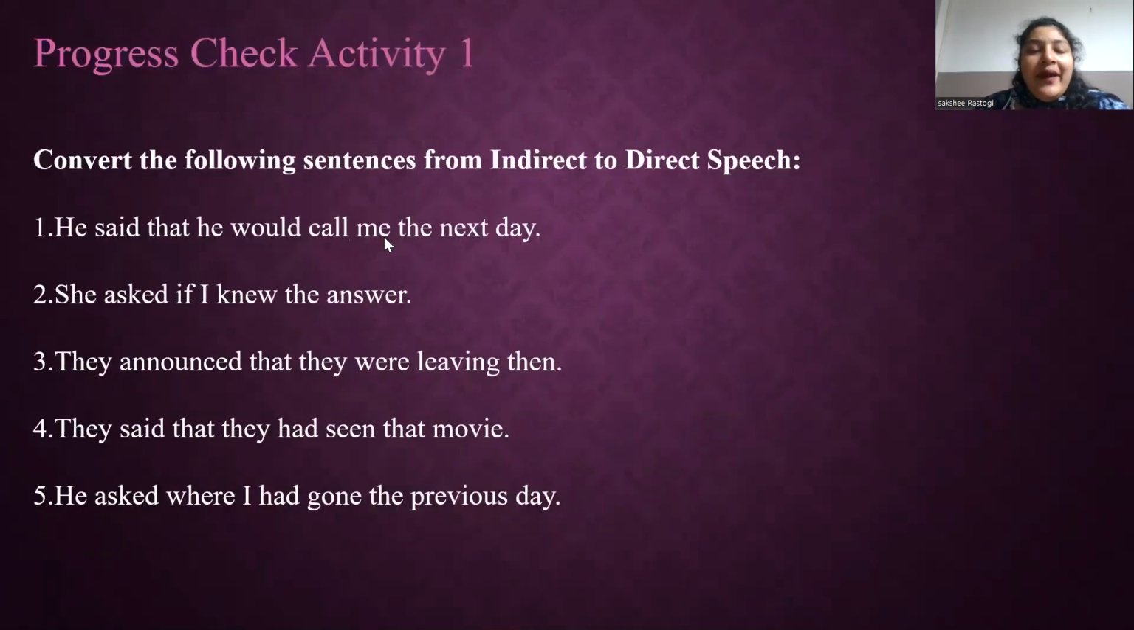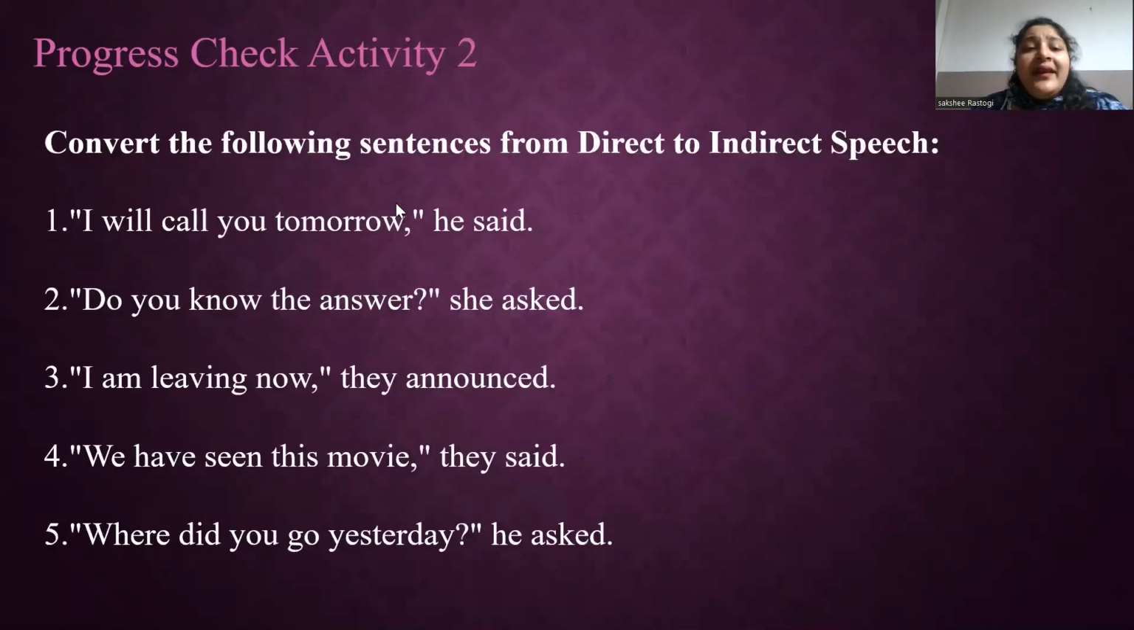Now, you have some activities which you have to write. This is the first activity, in which you have to convert the following sentences from direct to indirect speech. Now, this is the second activity, in which you have to convert the following sentences into direct speech.